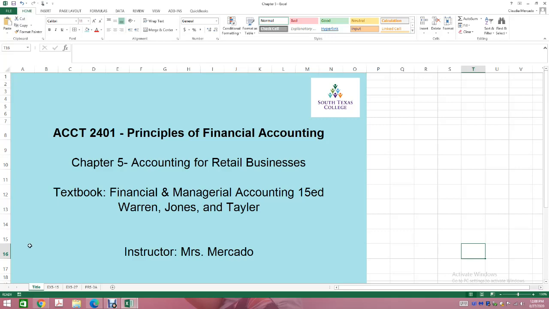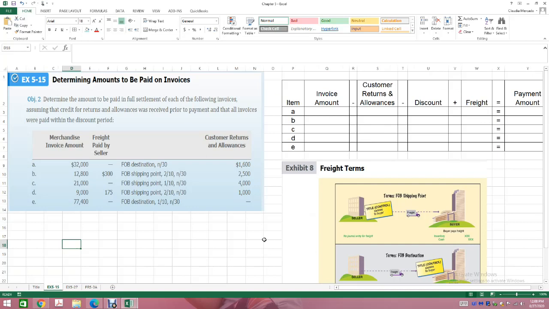So the first exercise that I'm going to cover with you is exercise 515. This particular problem deals with determining the amounts to be paid on invoices, okay? So, it says, determine the amount to be paid in full settlement of each of the following invoices, assuming that credit for returns and allowances was received prior to payment and that all invoices were paid within the discount period, okay? So, they're giving you very specific information. So, it says, we have to assume that all invoices were paid within the discount period, okay?